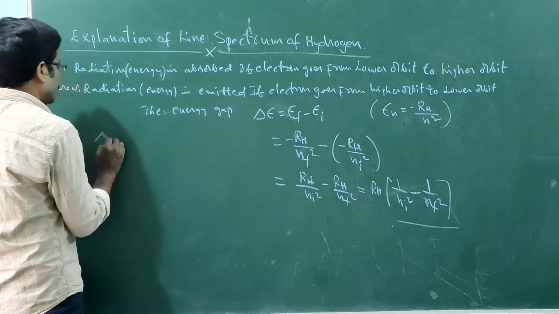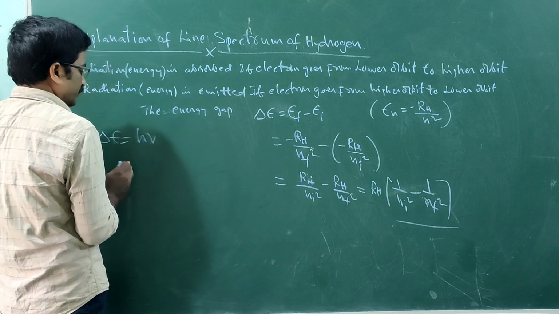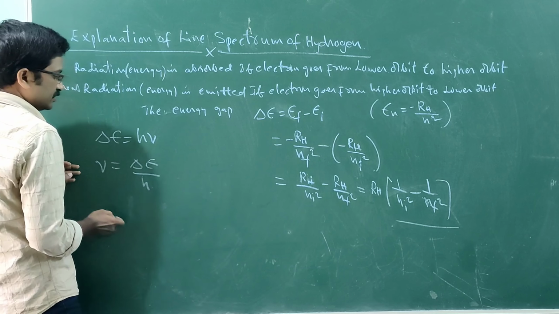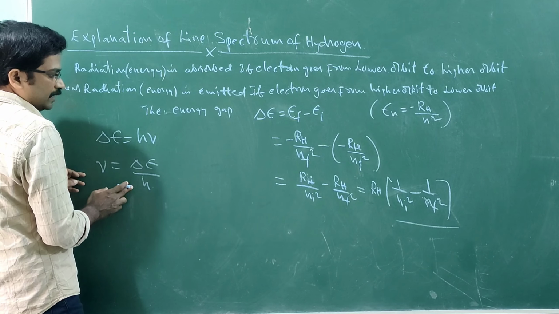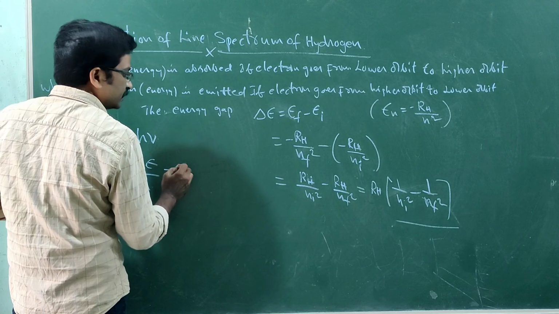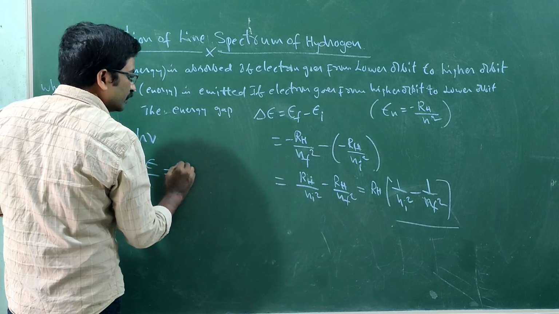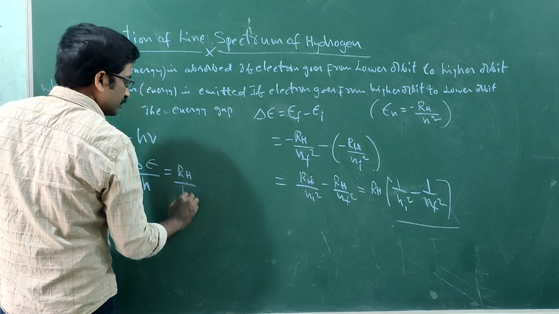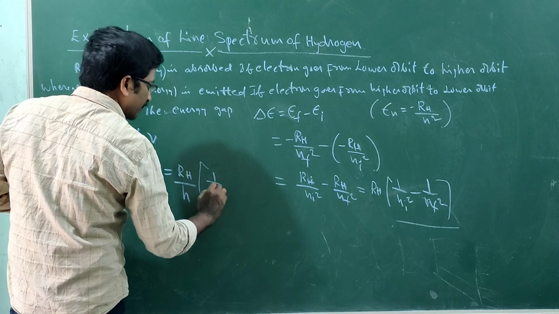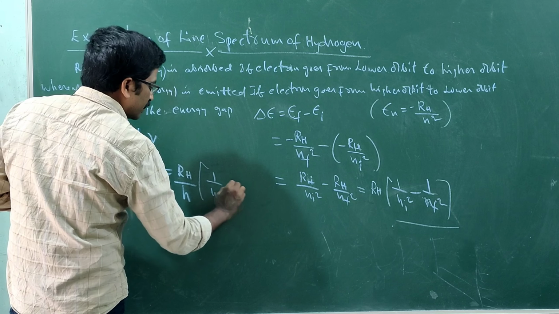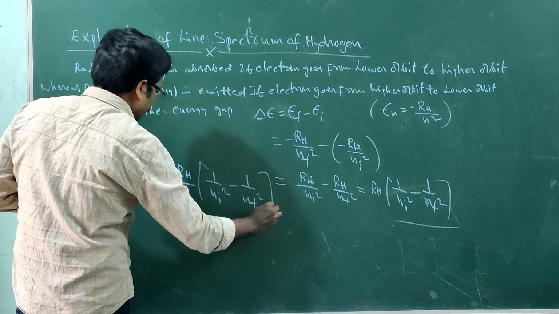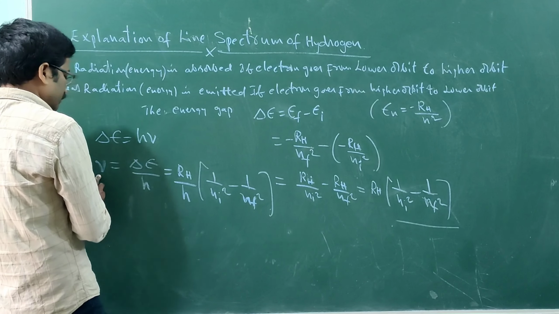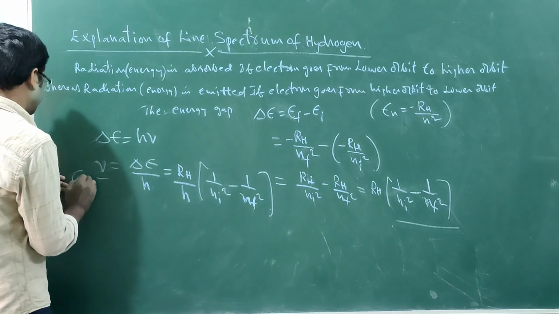Then we know del E is equal to h nu, so nu is equal to del E by h. Let us substitute it here: RH by h times 1 by ni square minus 1 by nF square. Nu means frequency.